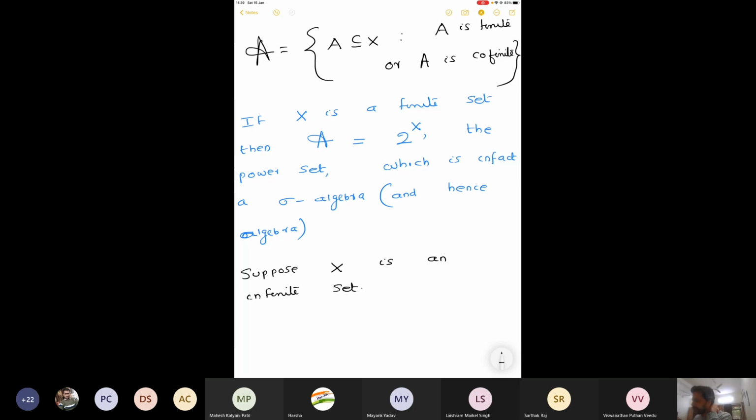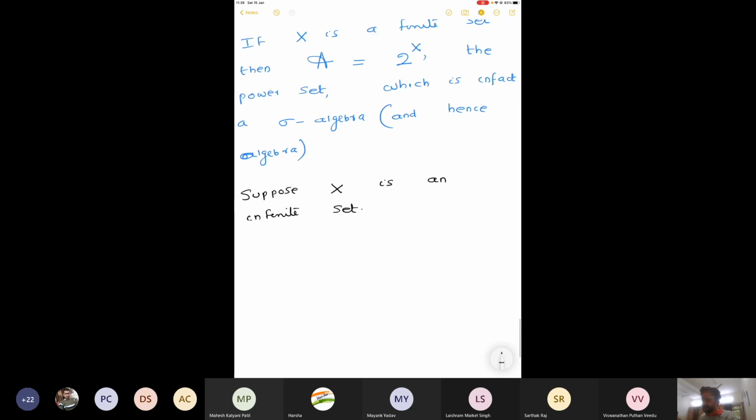We want to prove that script A is an algebra. Mostly the first two axioms would be trivial. The first axiom is to see that the full set X is in A.